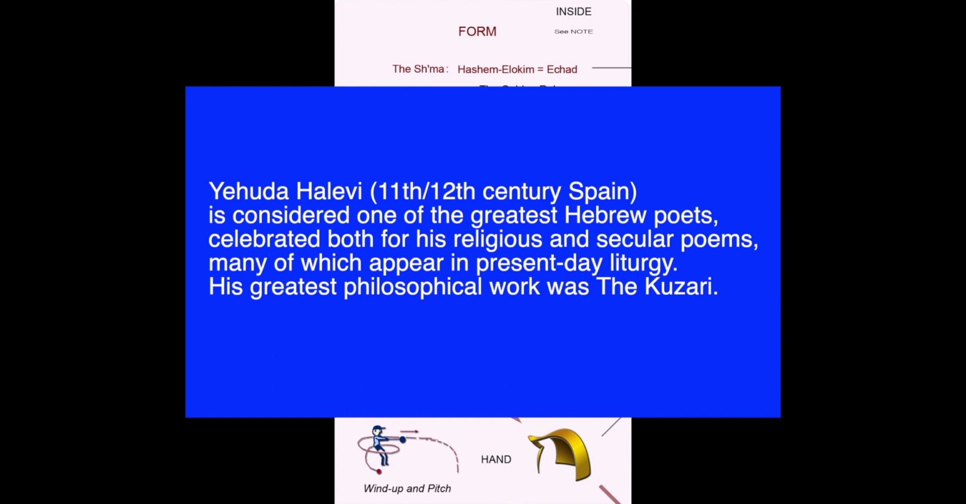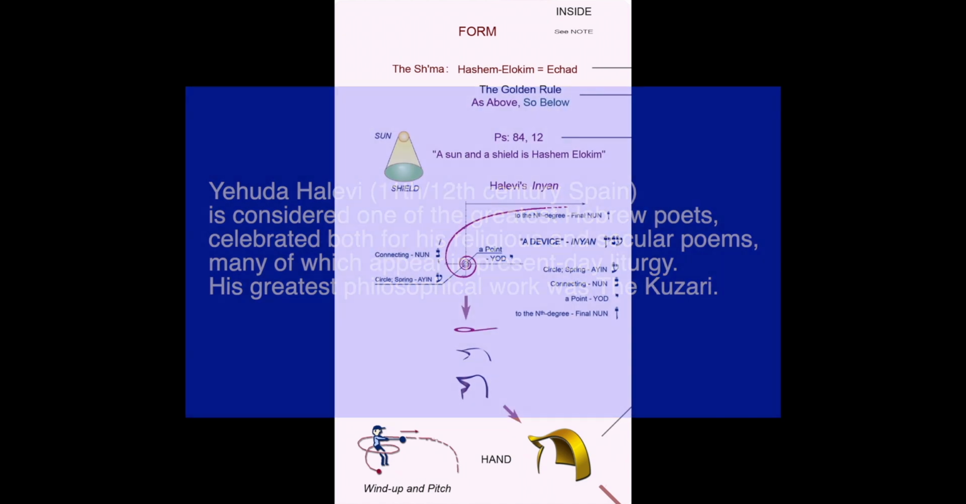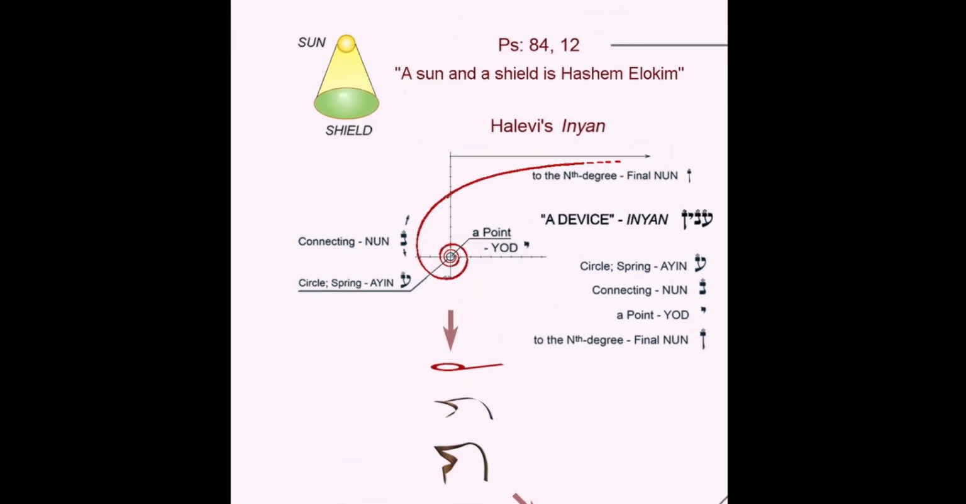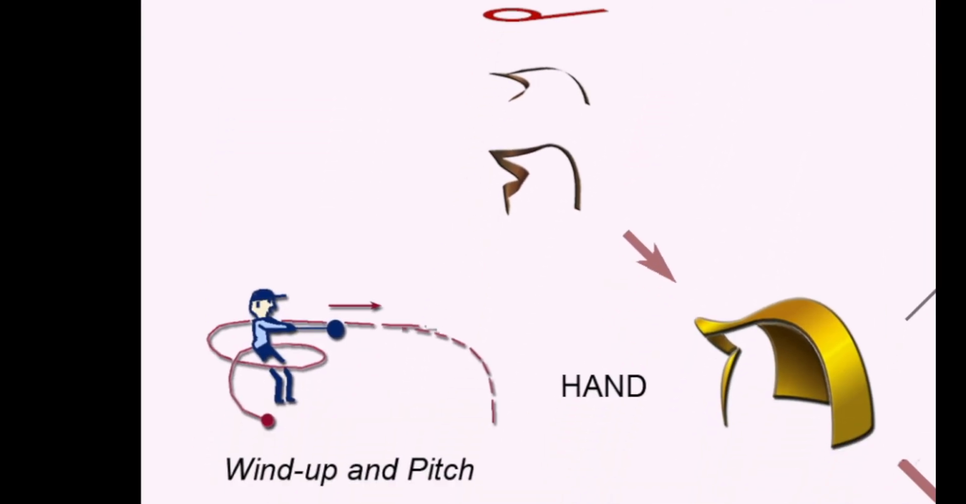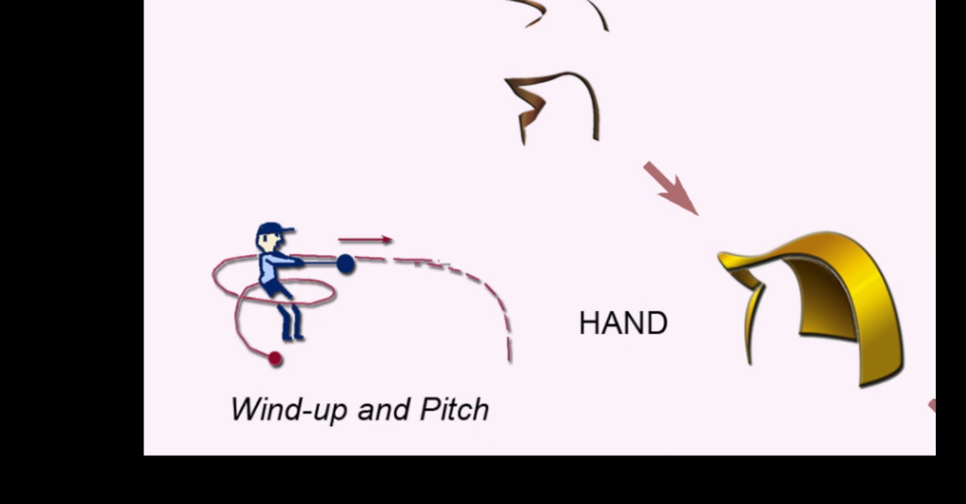He says that the letters come from a device which generates the letters in a meaningful way. And the word he uses for device, which now means just any device, at that time could be read letter by letter. And that the word is inyan, and it's ayin nun, yud nun. Ayin is a circle, nun is a connection, yud is a point, and final nun is an infinite line. If you put them all together, you get a reciprocal spiral to the mathematicians. You get a circle line. Also, the wind-up and pitch form is a natural unfoldment of that sort.